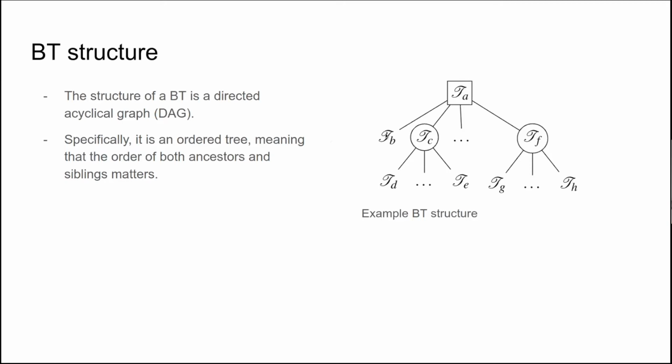Yeah, but they're not just any tree. They're actually order trees, which means that the order of the children matters. So for instance, these children here, we need to know that D comes before E, and we need to know that G comes before H.